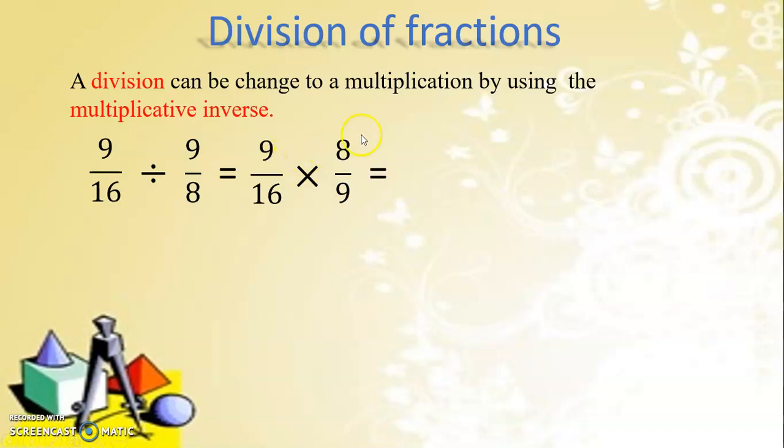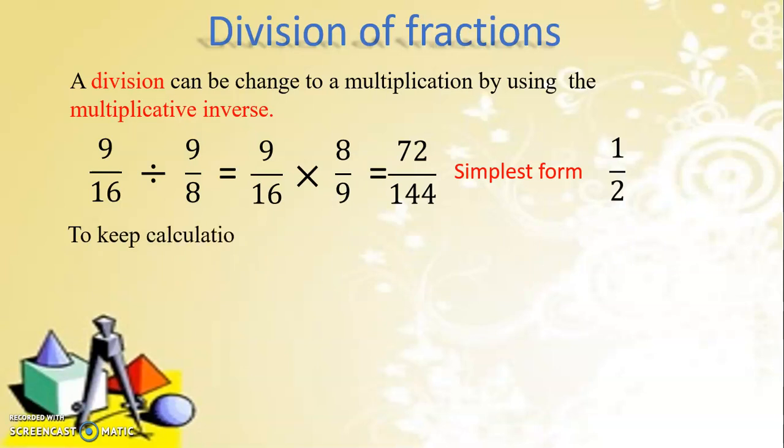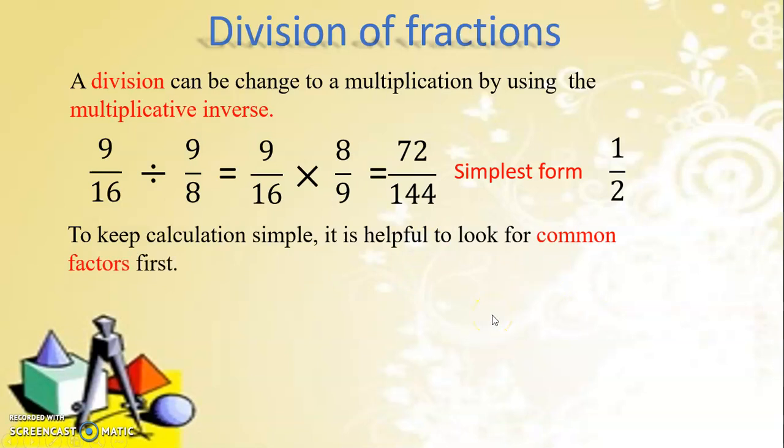So now, like what I told you, it will be 72 over 144 because we multiply directly. This fraction is not yet in simplest form. If we simplify 72 over 144, it is equal to 1 over 2. So let us do what we did in the multiplication of fractions. We need to look first for the common factor, so it will be easy and we don't need to simplify the answer.